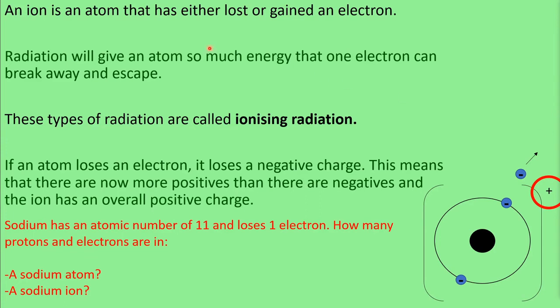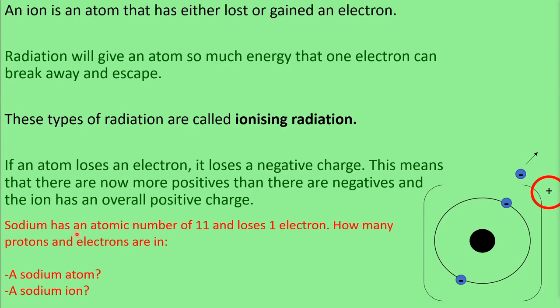So an ion is an atom that has either gained or lost an electron, as I just said. Now radiation can cause an electron to break free from the atom. And so we'll look at this in a later topic. But these types of radiation are called ionizing radiation because they form ions. That's why they're called ionizing. So if an atom loses an electron, it loses a negative charge, which means the atom now becomes positively charged, as there are more positive charges than there are negative.